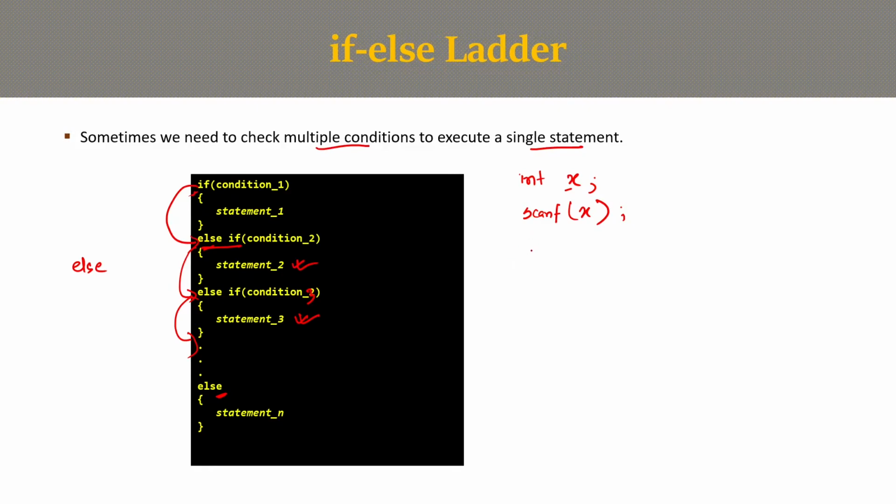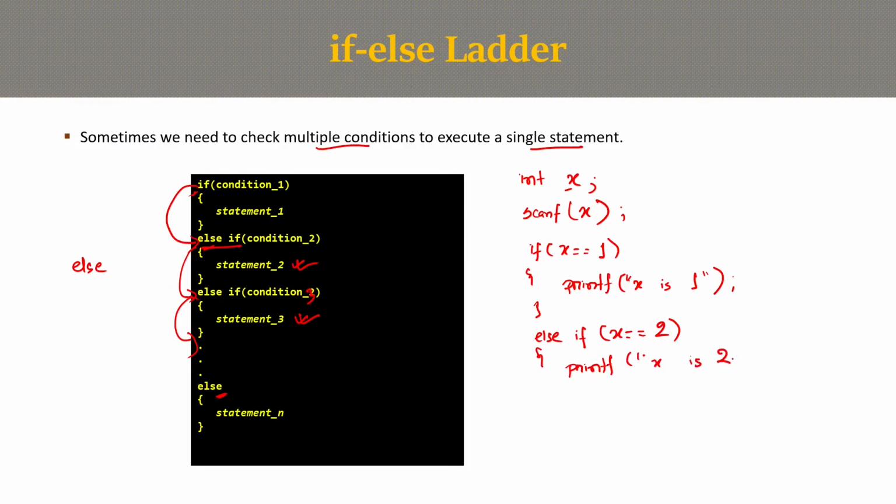Now I want to check if x is equal to 1. So if x is equal to 1, then I will print that x is 1. Now if x is not equal to 1, I want to check again with an else if x is equal to 2. Then I will printf x is 2, right? So this is what I will print.